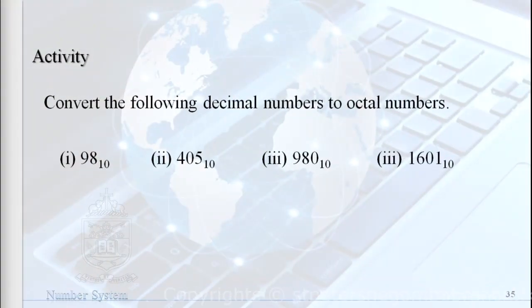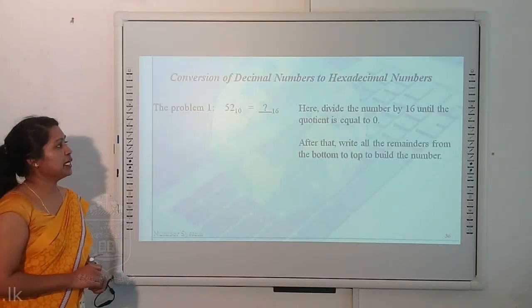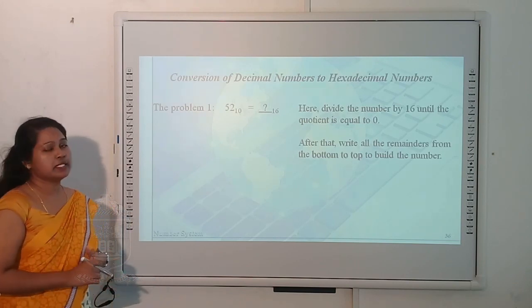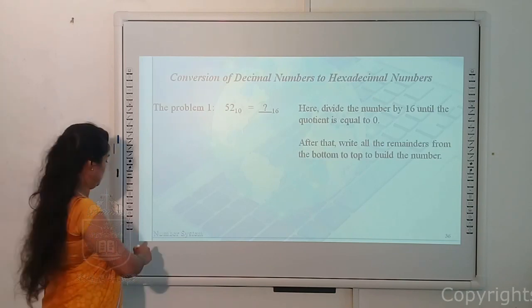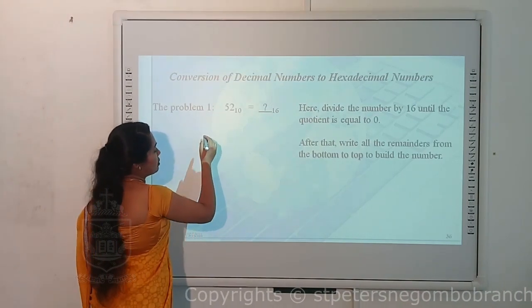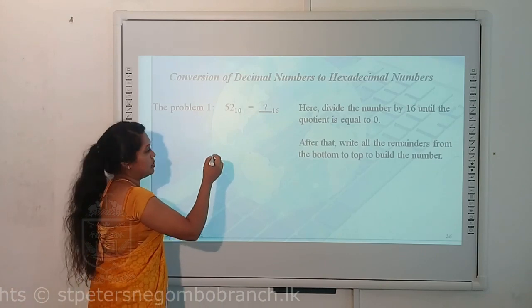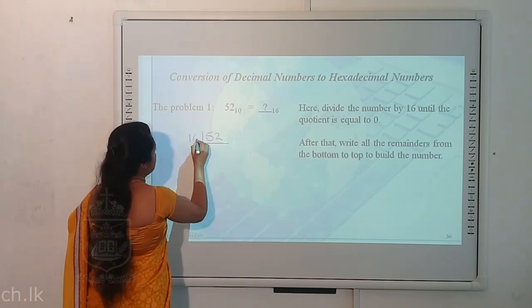Here there is another activity based on converting decimal numbers to octal numbers. Next one, conversion of decimal numbers to hexadecimal numbers. Then how to convert the decimal number into hexadecimal number? First, divide the number by 16 until the quotient is equal to 0. Right? Then 52 divided by 16.